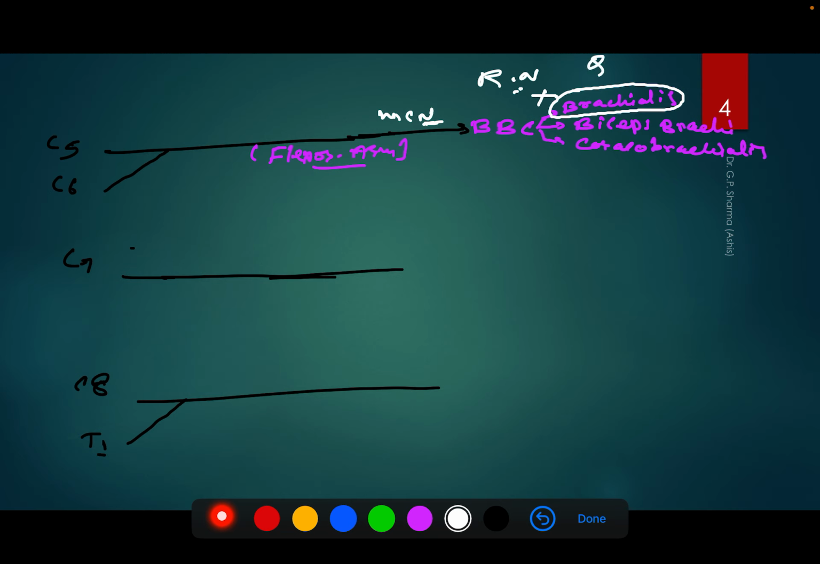So this is my musculocutaneous nerve. After this, from here as I continue, I have the radial nerve, right? So which nerve do I have here? That's my radial nerve. And this radial nerve, as we said, is supplying all the extensor compartment muscles, the extensors. So we can make a formula for the radial nerve as BEST, right? So what does BEST mean? Let's make it the BEST.